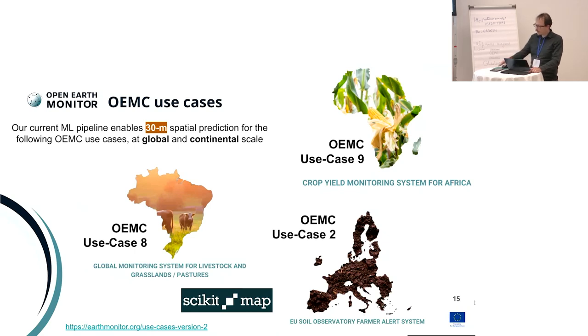So in the context of the OMC, we are connected with all these use cases. These predictions and Scikit-map are used to produce, for example, crop yield monitoring systems for Africa, the global monitoring system for livestock and grassland and pastures within the context of the Global Pasture Watch, but also the EU Soil Observatory, like a farm alert system, so also some soil predictions. And you can see the whole list of the use cases here at the bottom.